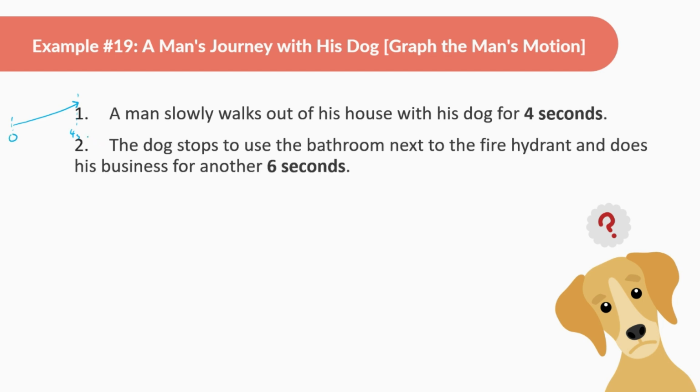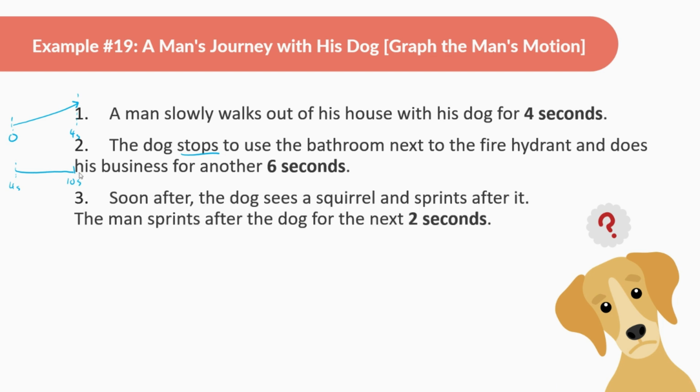Part 2. The dog stops to use the bathroom next to the fire hydrant and does his business for another 6 seconds. All right, this segment stops to use the bathroom. So I'd have it straight like this. And this should be going from that 4-second mark. So it does for 6 seconds. So that means it should go to the 10-second mark.